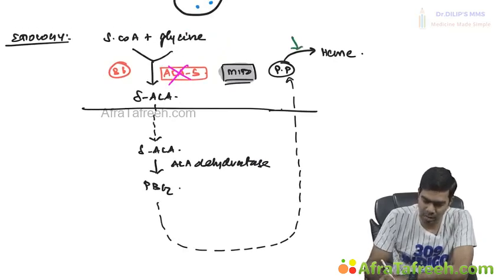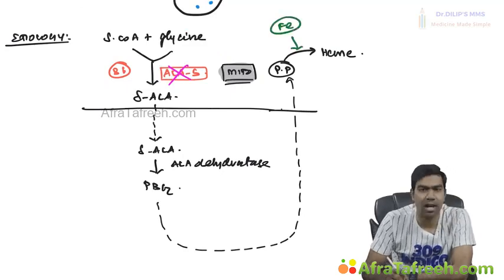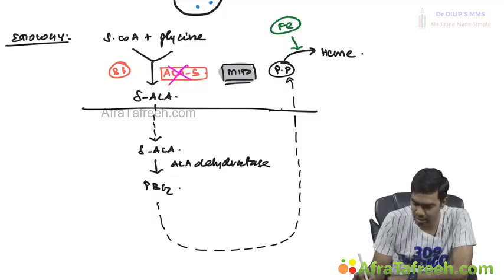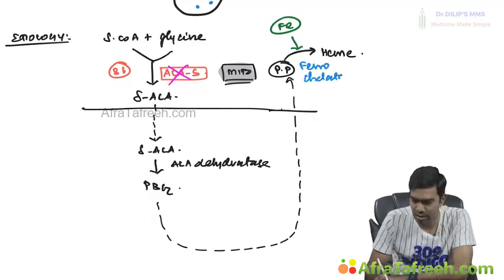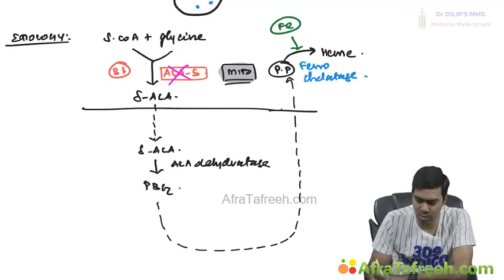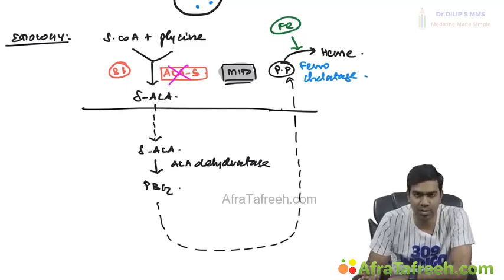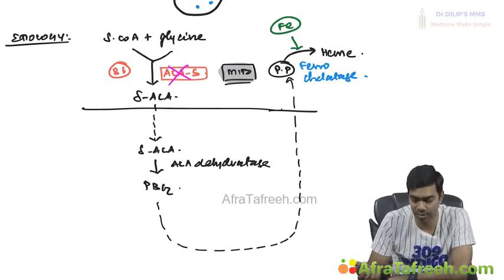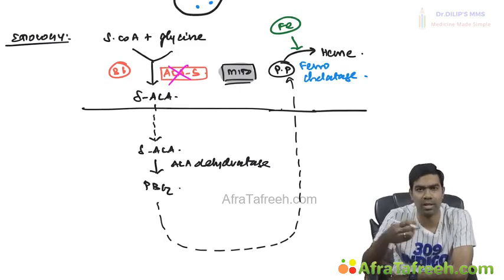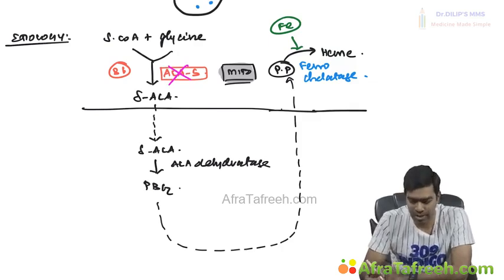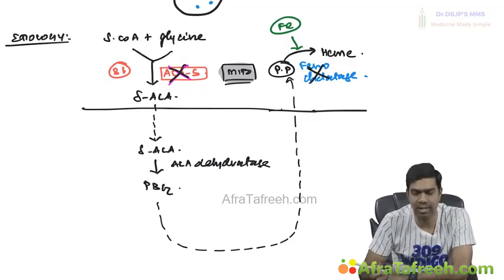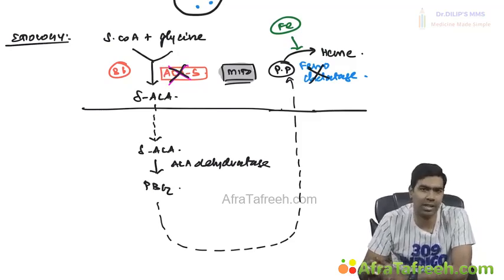Adding iron to form the heme is again very crucial, because this step is mediated by a very important enzyme called ferrochelatase. So these are the two key enzymes which I am going to discuss. Both are mitochondrial enzymes. Ferrochelatase is a mitochondrial enzyme, and ALA synthase is also a mitochondrial enzyme. That's why I have drawn it like this. Any problem in the ferrochelatase enzyme or the ALA synthase enzyme is definitely going to result in a sideroblastic anemia.